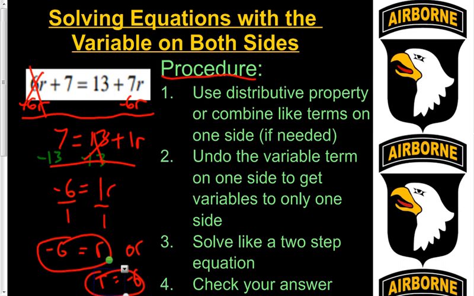Step 3, then solve it like a normal 2-step equation. So that could be 2 steps there. And finally, check your answer. So if we check it and plug back in our negative 6, we'd have on the left side, negative 6 times 6 would be negative 36, plus 7 would be negative 29. And on the right side, 7 times negative 6 would be negative 42, plus 13 would also be negative 29. All right, and you can write that down if that helps.